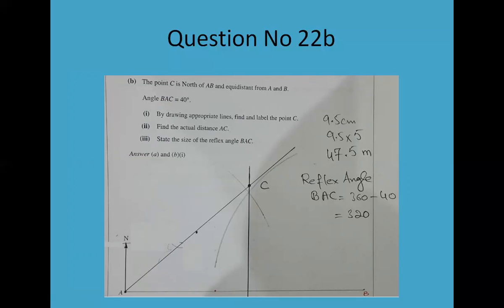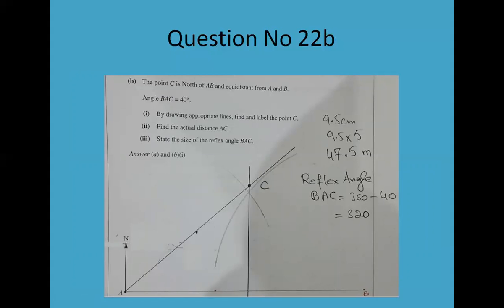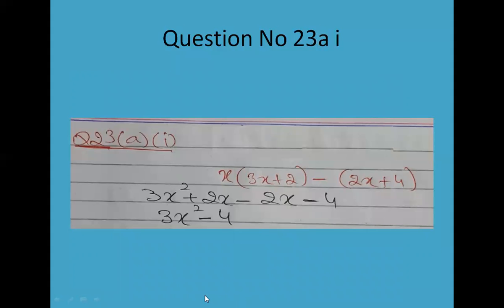Because 1 centimeter represents 5 meters, so 9.5 centimeter means 9.5 into 5, that will be 47.5 meter. Then they want you to find out the size of the reflex angle BAC. So BAC will be 360 minus 40, and that will be 320. Okay, so we are done with question number 22.